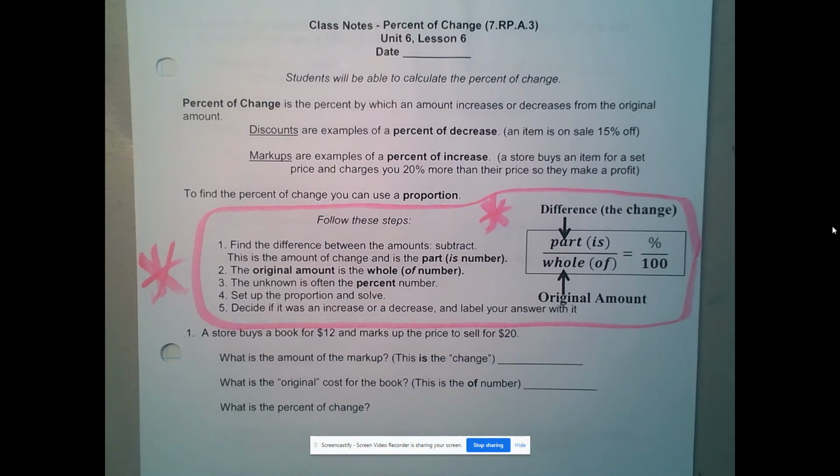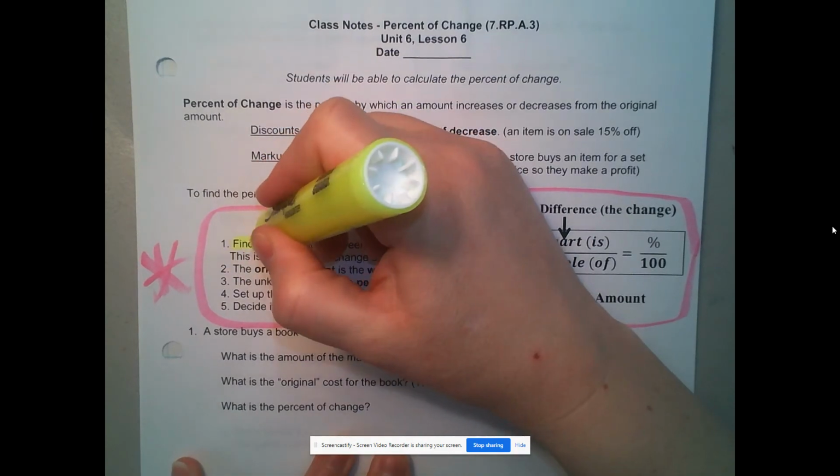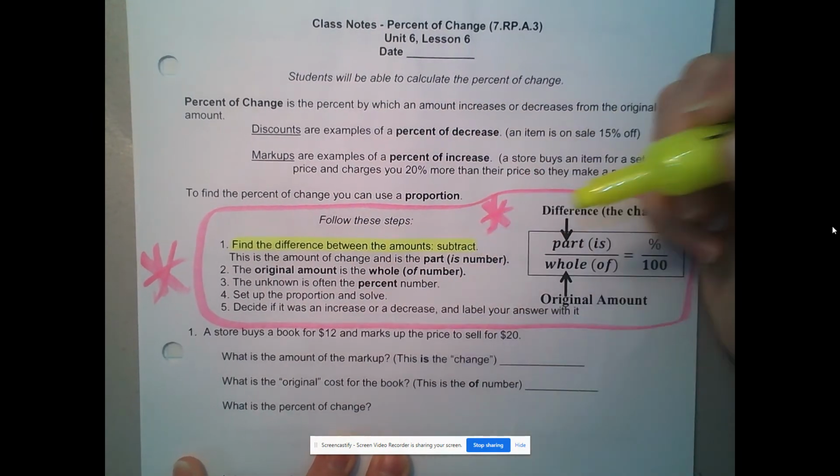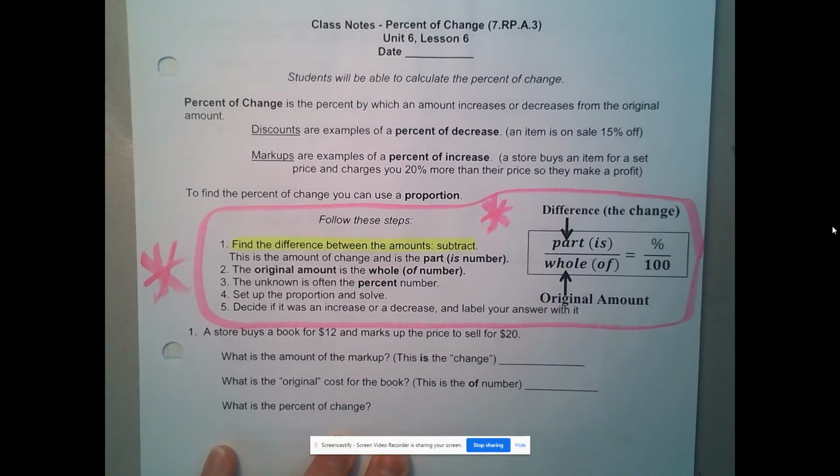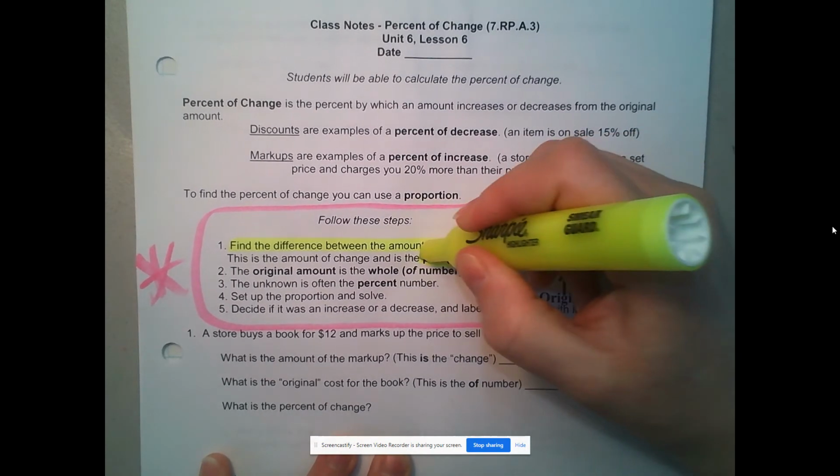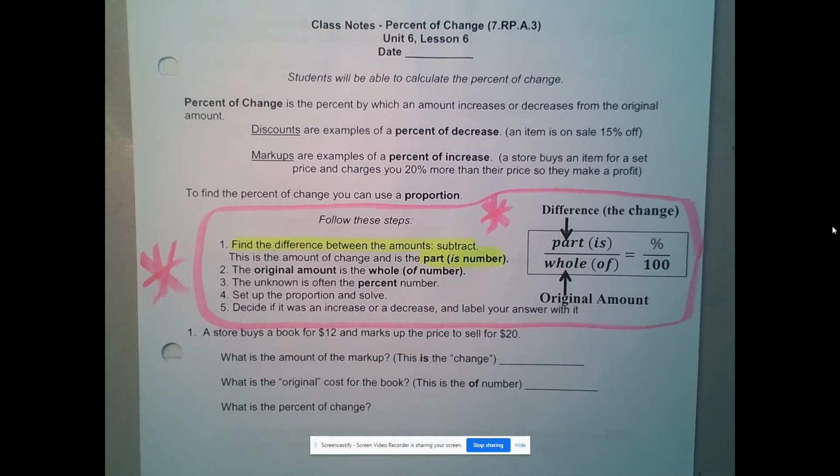Number one, find the difference between the amounts. You need to subtract them. You are finding the change. That's going to be your part or your is number. We are no longer going to just pluck a number out of the question to be your part or your is number. You actually have to subtract to find the amount of change.